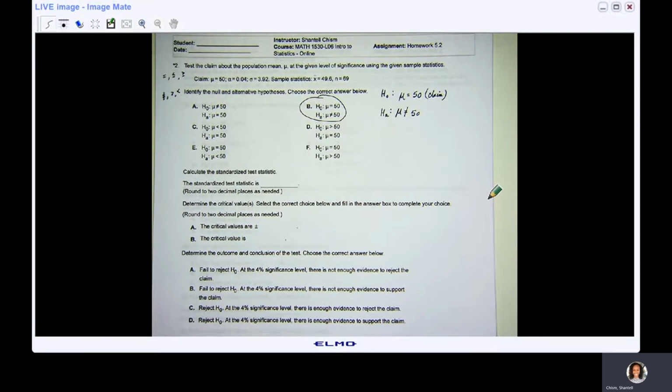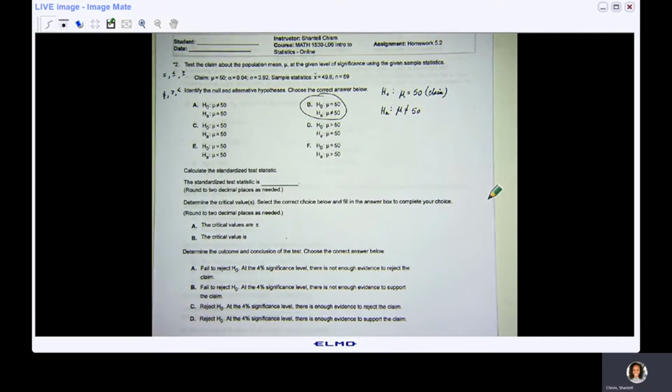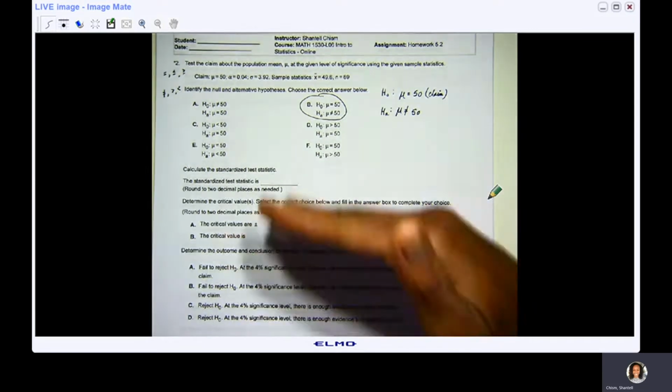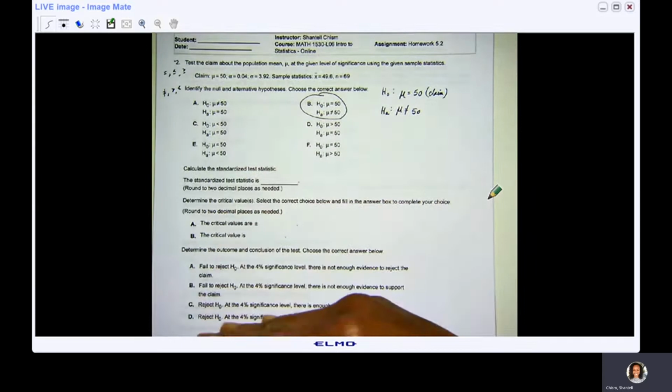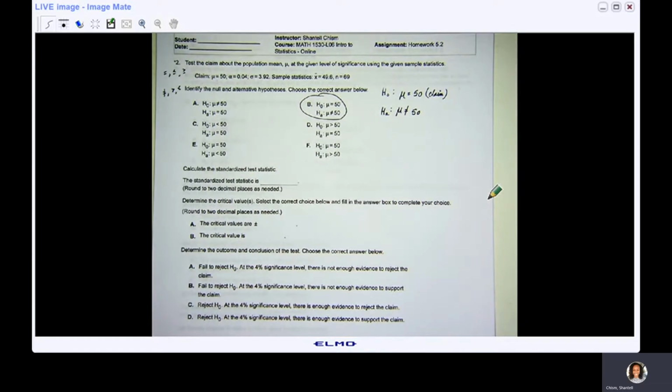Now we're asked to calculate the standardized test statistic. I am going to get to that, but even though it doesn't ask me, you need to also determine what kind of test you have, because that's going to have an effect on how you find the p-value, or in this case, how you find the critical value. So we do need to determine the type of test we have. Even though they don't necessarily have a question asking that, it has to be determined.